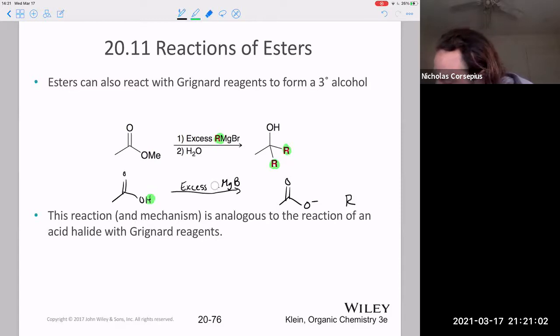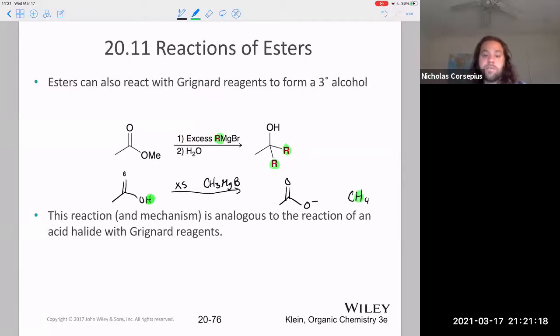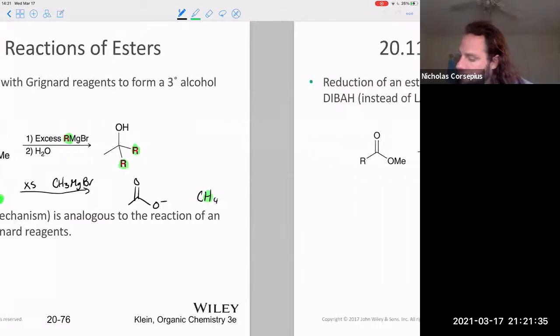So let's just be more specific here. Say excess CH3MgBr. All we're going to really create is CH4, where this hydrogen now makes up whatever that missing hydrogen was, right? So carboxylic acids will not react with Grignard reagents. Grignard reagents you can't use in the presence of even a protic solvent like water. Okay.